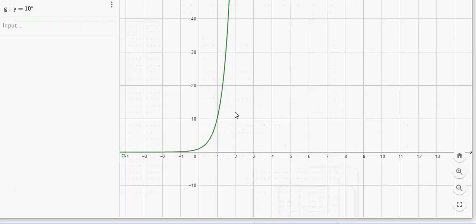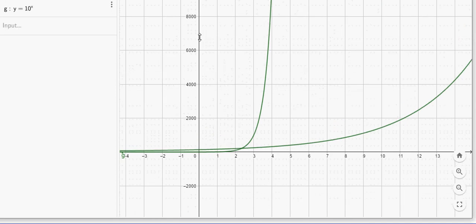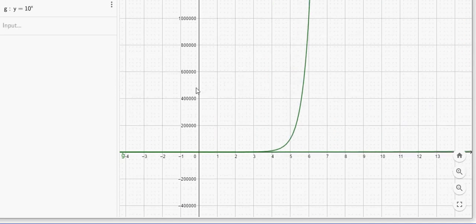It just goes straight up. You have no chance. You can drag it all the way down if you want. Well, look, I'm getting nowhere. Look, I can drag this down, and it's still going straight up.